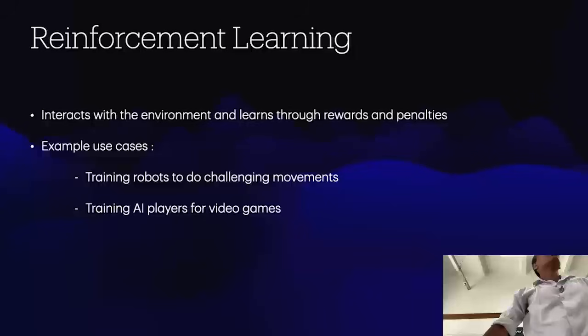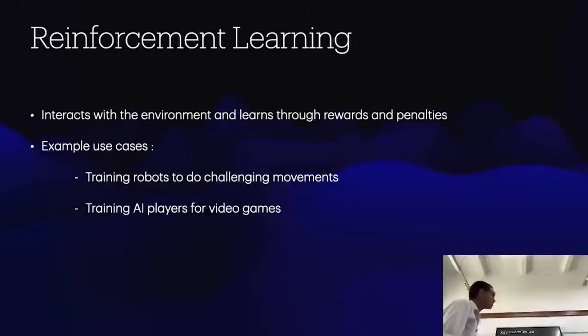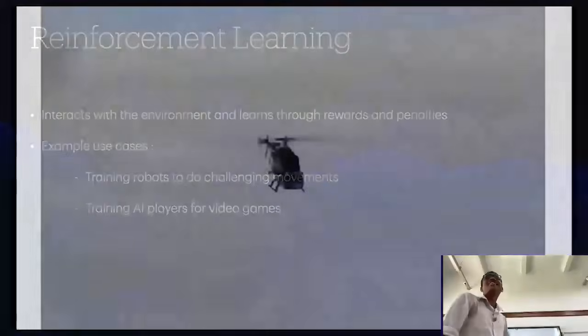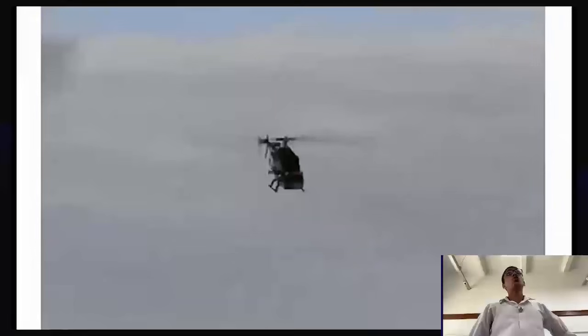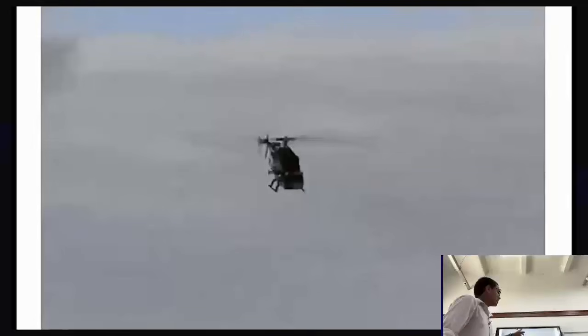It learned to balance. Now I have a video for you, on balance. This is the Stanford autonomous helicopter. Do you know Stanford? Stanford is one of the best universities in the world. It's in the US, okay? Palo Alto. So this is the autonomous helicopter. Look at this. There's a plot twist in the middle.